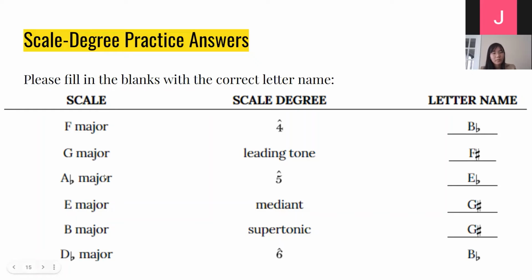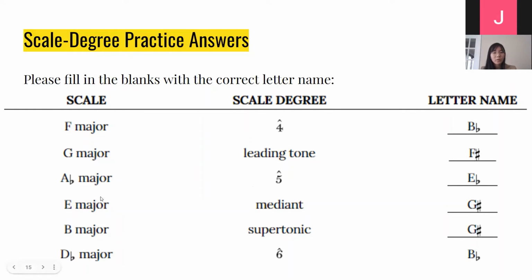And A flat major has 4 flats: B, E, A, D. The name is the second to last flat. So it'd be A flat, so it would be B flat, E flat, A flat, D flat. The 5th scale degree, also known as the dominant, would be A, B, C, D, E, E flat.